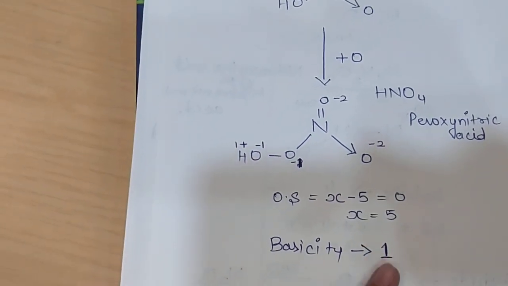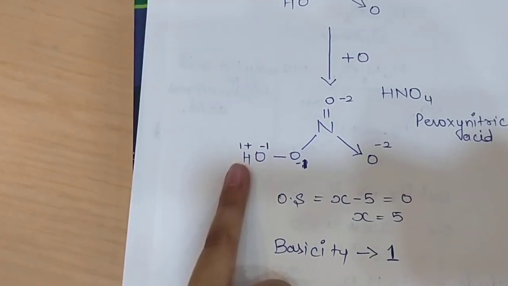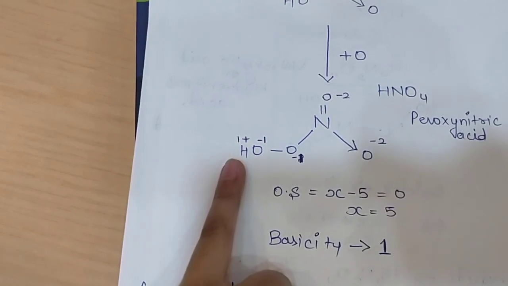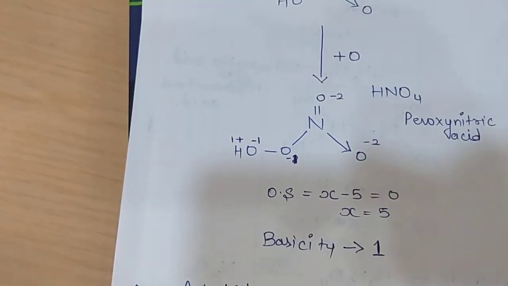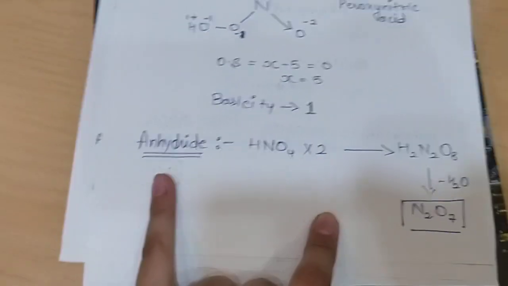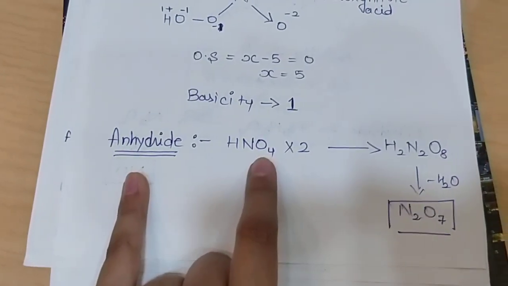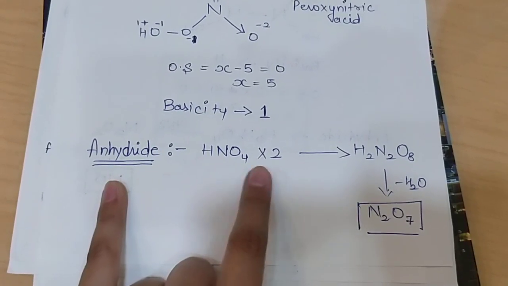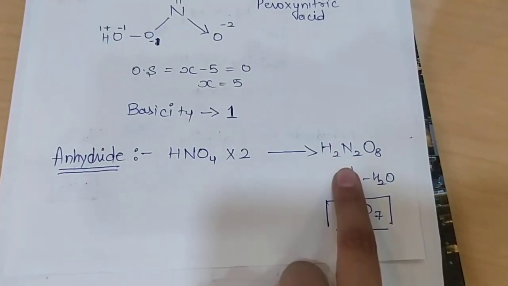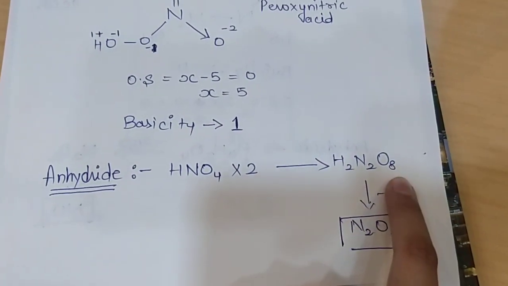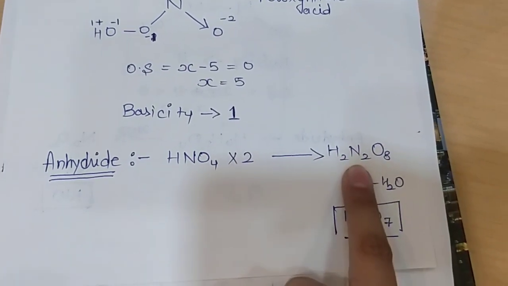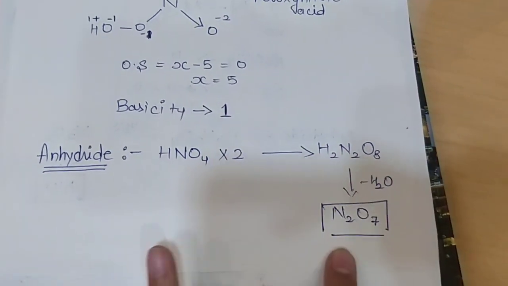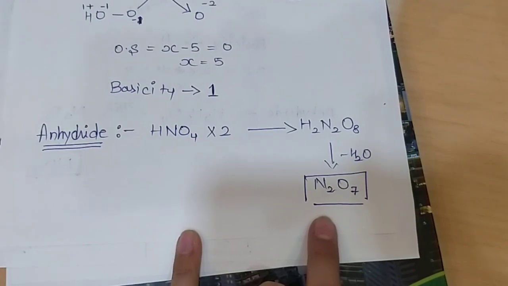And the basicity depends upon the number of OH groups. Here the number of OH groups present is 1, so basicity is also 1. Now to calculate the anhydride, we'll double the formula, as from here we cannot remove a water molecule. We'll get H2N2O8, and we'll remove one water molecule, and we'll get N2O7, which is the anhydride for peroxynitric acid.